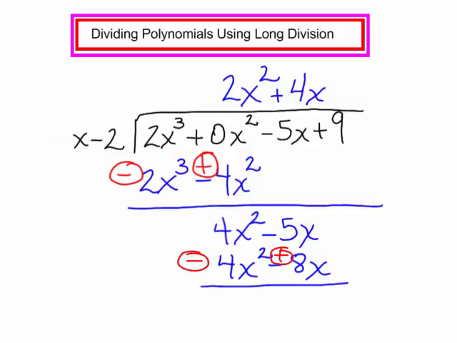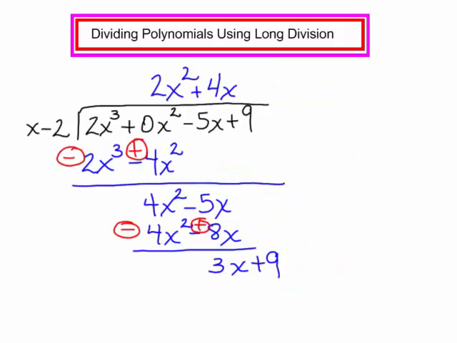4x squared and a negative 4x squared cancel. Negative 5x and a positive 8x will be a positive 3x. And we will bring down the next term, which is a positive 9. And we will keep working. I'm looking at the first term again in this divisor. How do you get from x to 3x? Or if you divide 3x by x, what is your answer? Hopefully you are saying that you need a positive 3.